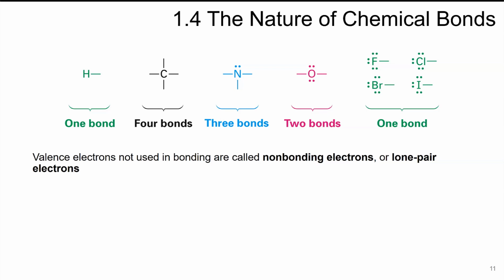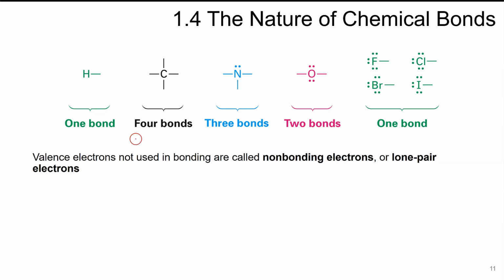We don't need to be concerned about electron dot structures for the rest of the periodic table. Hydrogen has 1 bond. Carbon makes 4 bonds. Nitrogen has 3 bonds. Oxygen 2 bonds. And the halogens have 1 bond available. If you have a hard time remembering how many bonds each atom makes, you can look at the electron configuration.